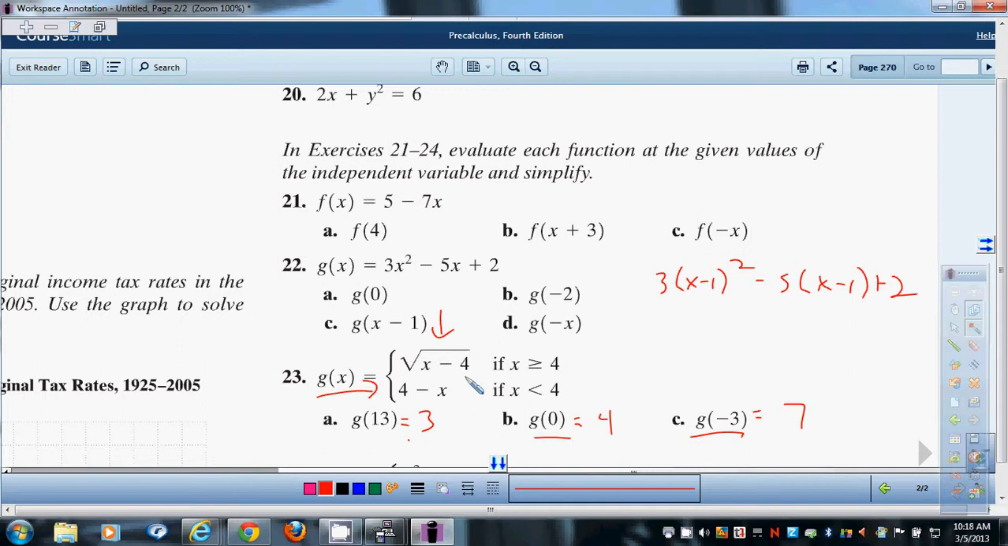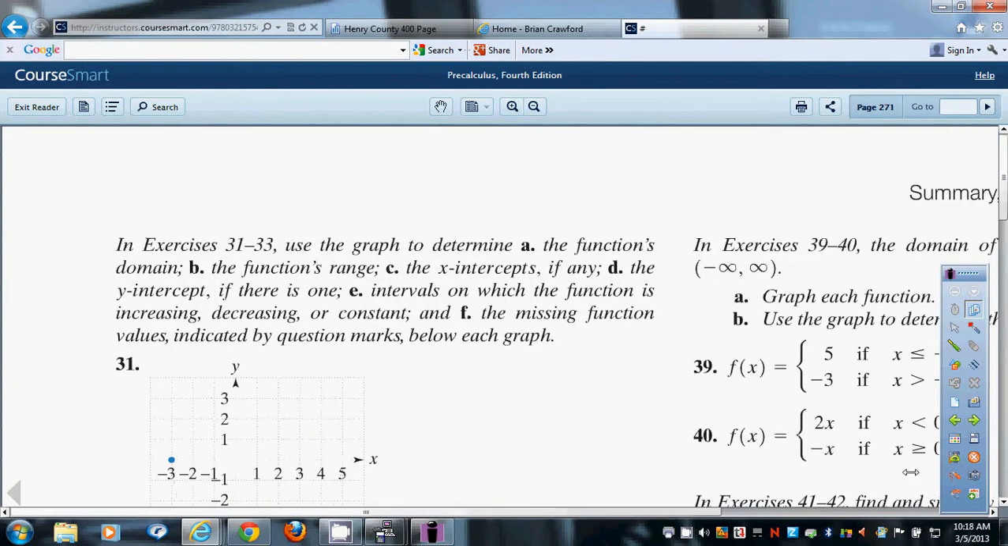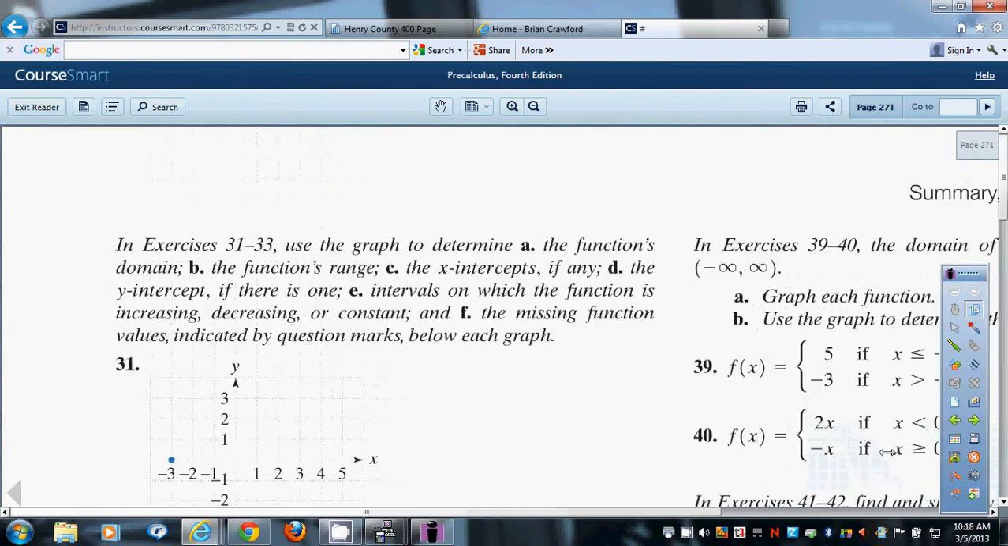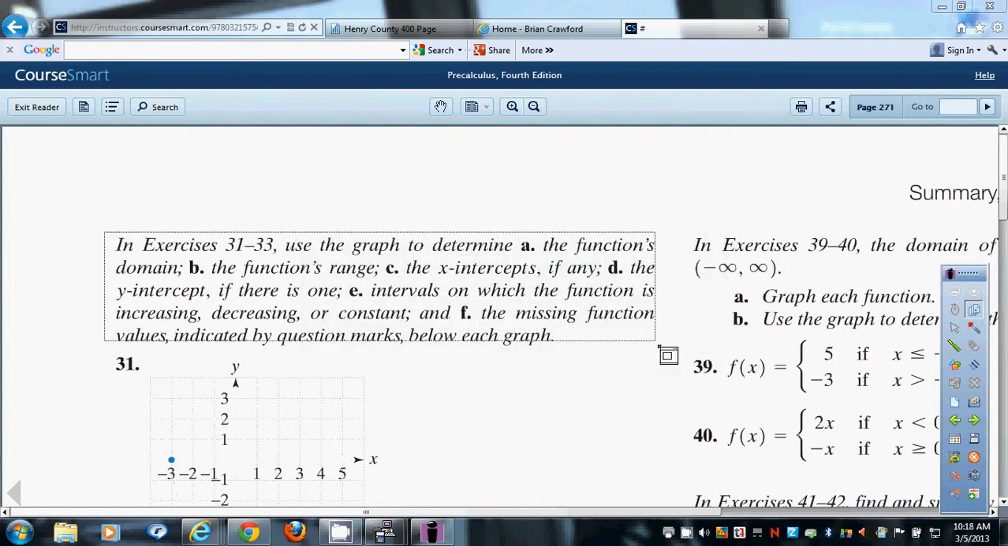The next one we're going to look at, though, is, let's see. We'll look at 33. So if we're writing, I'll copy paste that.